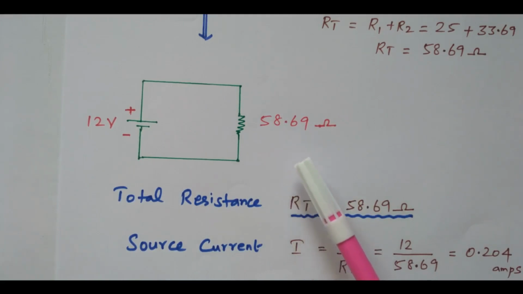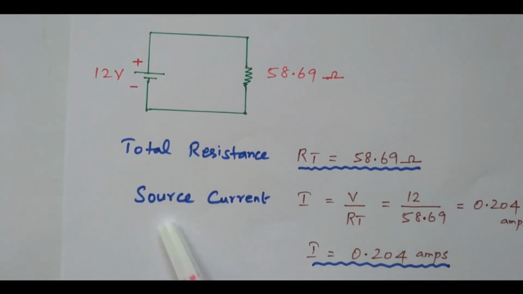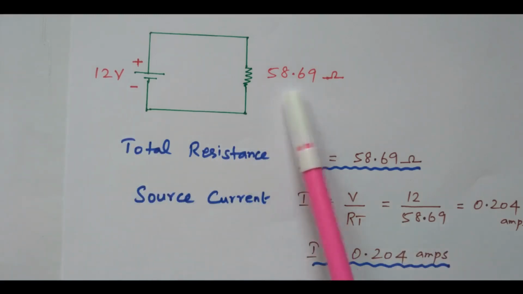Step by step we find the equivalent resistance by using series and parallel combination. Finally what we got? 58.69 ohm. That is nothing but the total resistance. One more question, we need to find total current or source current. I equals V by RT, applied voltage divided by total resistance. So 12 divided by 58.69. The supply voltage is 12 and the resistor is 58.69. So it is 0.204 amperes. So the current is 0.204 amperes.